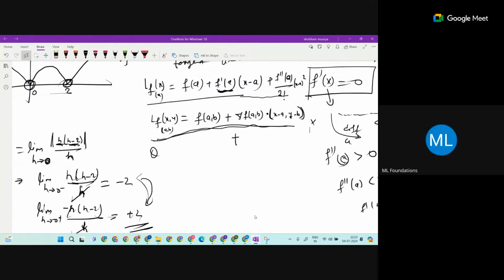Tangent is just in the case of this one. Just here, in place of this, right? This is the, and in place of this, your one.